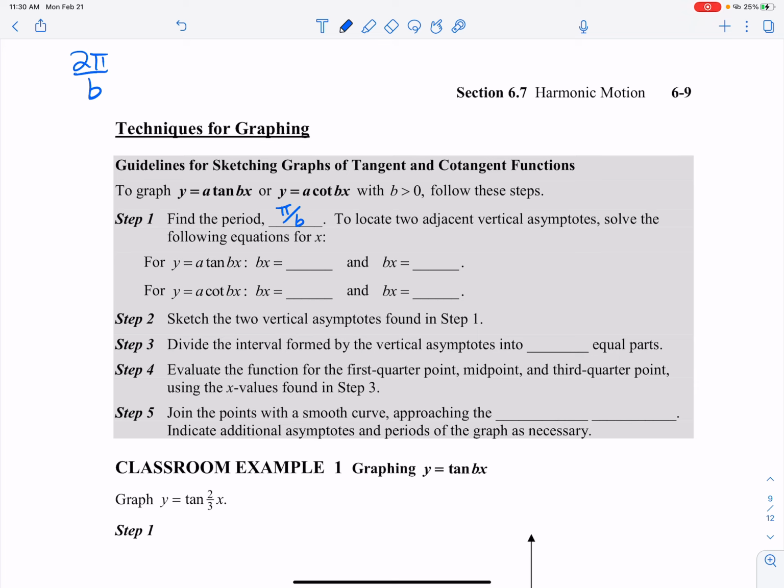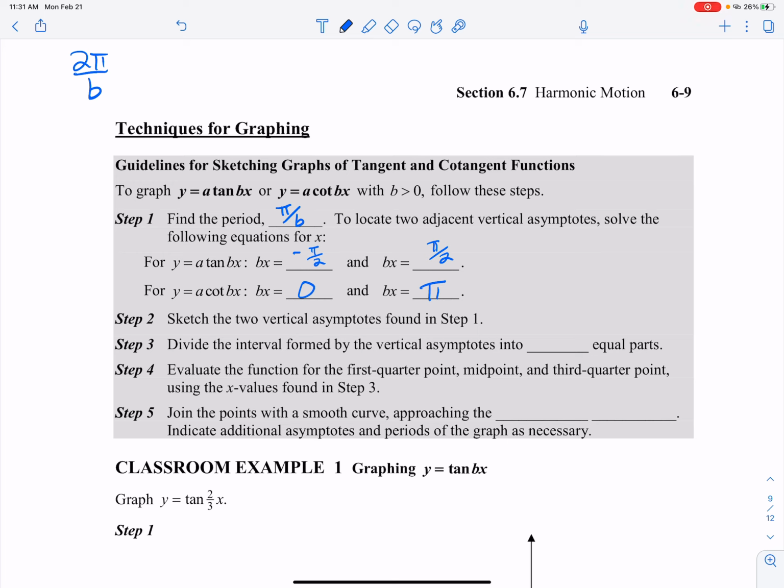All right, for that first function, to locate two adjacent vertical asymptotes, solve the following equations for x. So we get bx equals negative pi over 2. We're just going to use these formulas. And pi over 2. For cotangent, we get bx equals 0 and bx equals pi.